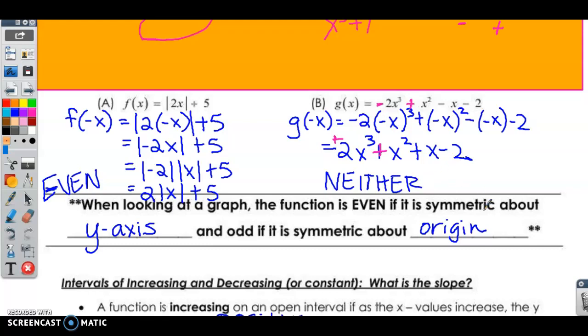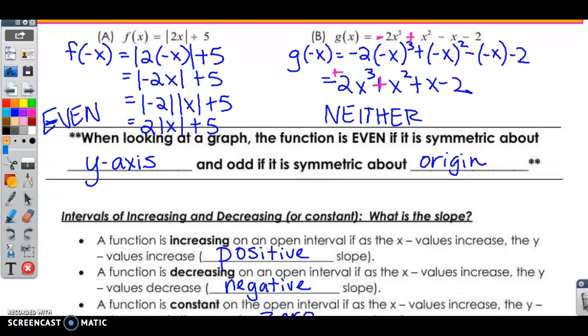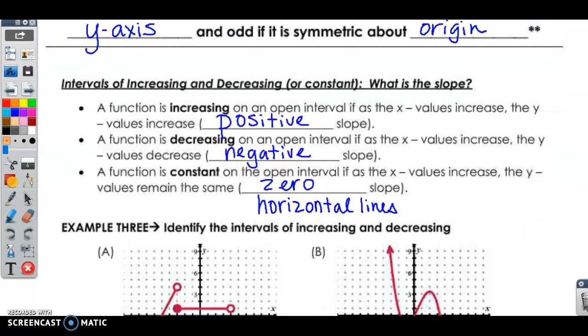All right, when looking at the graph, just in summary, a function is even if it's symmetric about the y-axis, and it's odd if it's symmetric about the origin. So now we're going to go into increasing and decreasing.